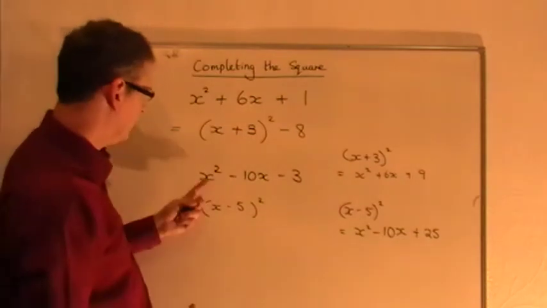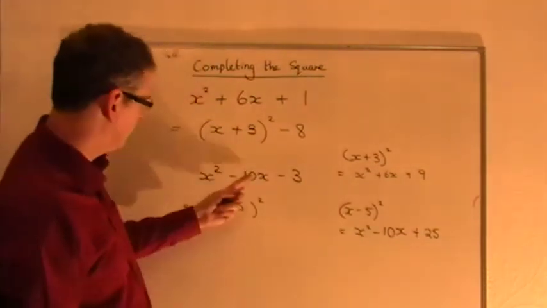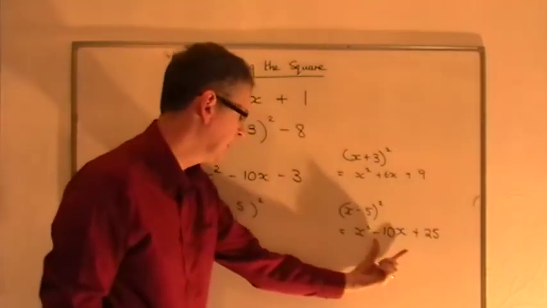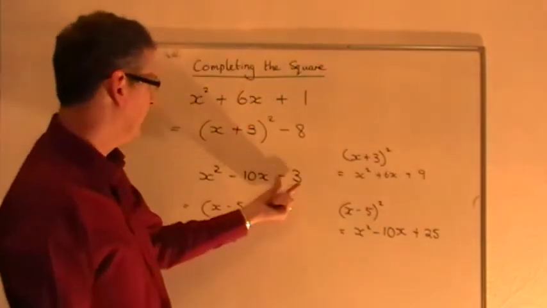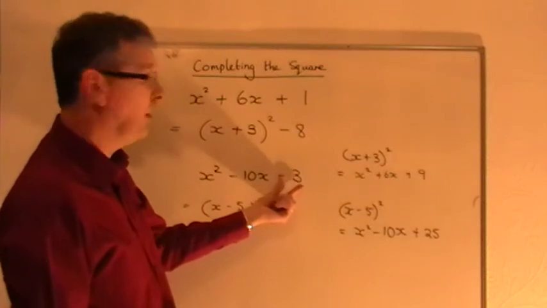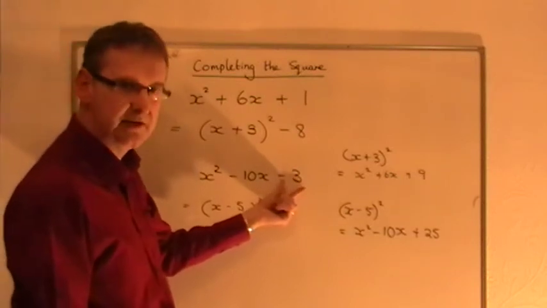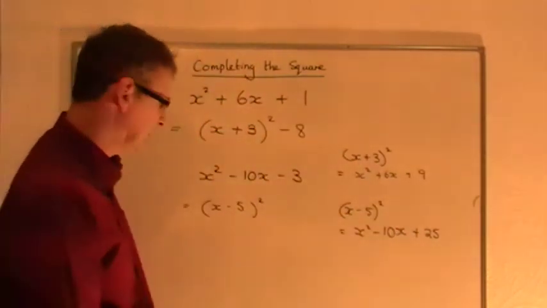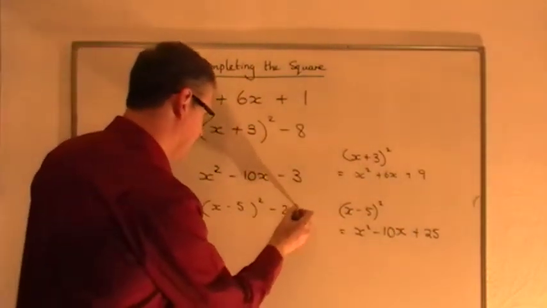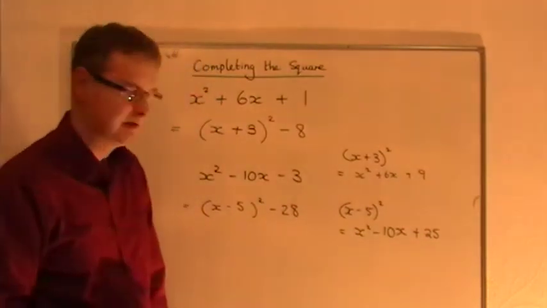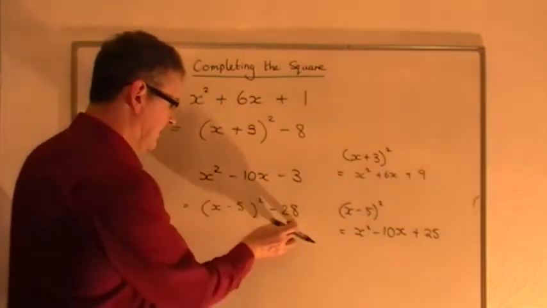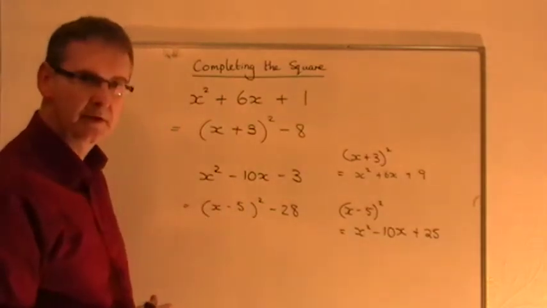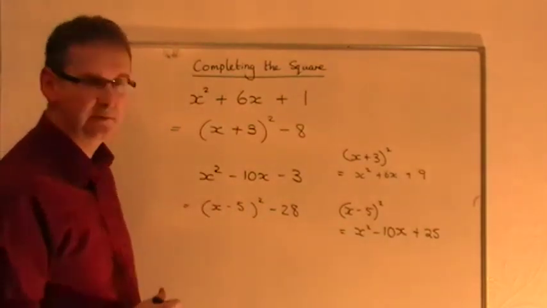So you can see we've got the x squared, that's fine. The minus 10x, that's fine. But this, which is plus 25, is not what we want. We want minus 3. So we've got plus 25 and we want it to be minus 3. That means we must subtract 28. So if you take that and take 28 off it, you end up with this expression above. There you go. That's basically the principle of completing the square.